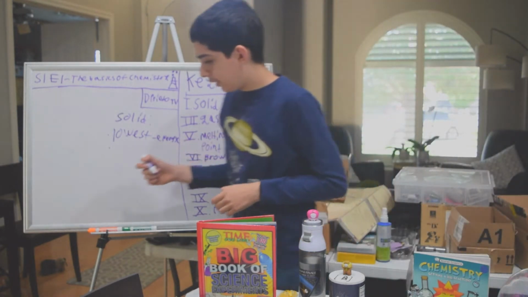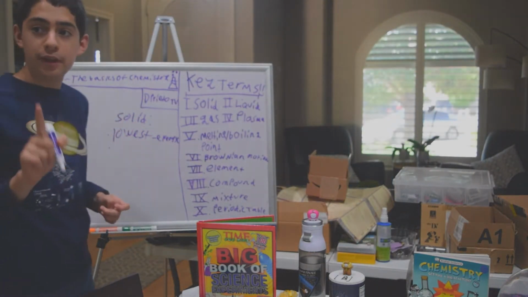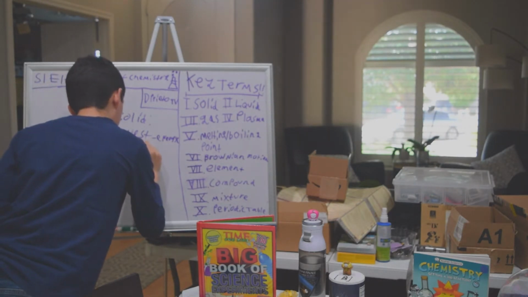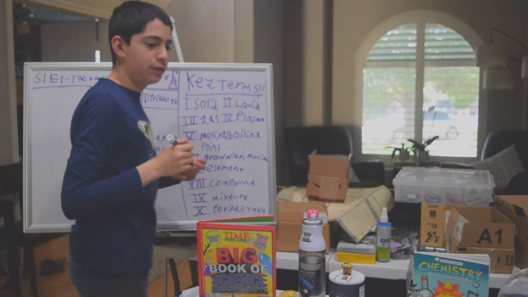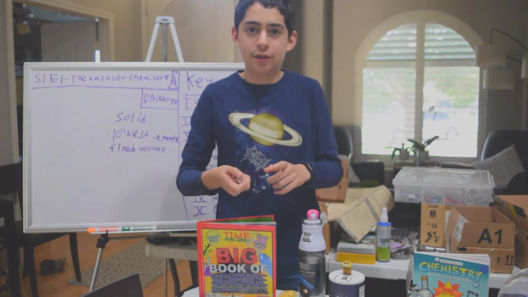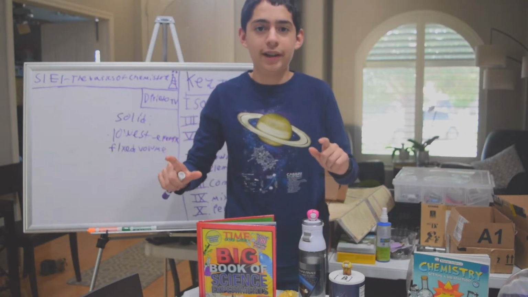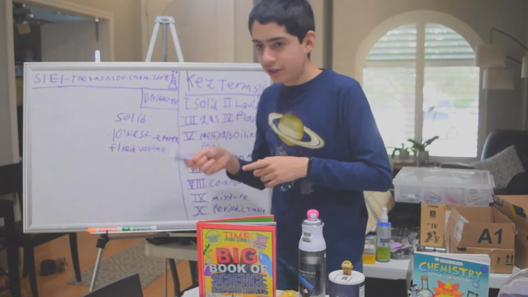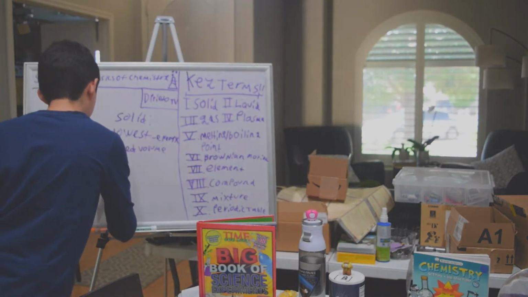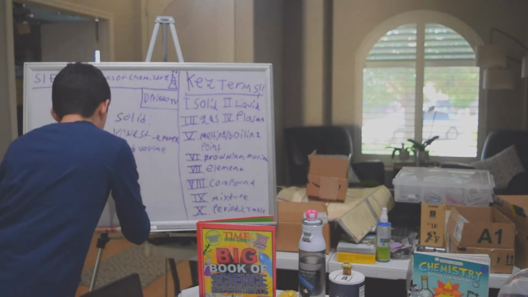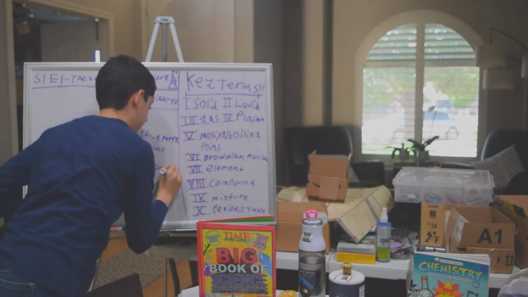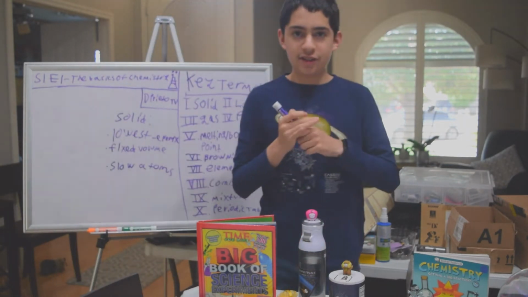Another critical aspect of solids is that they have a fixed volume. What I mean by fixed volume is that it takes up space. If you're in math, you have to measure how much space something takes up, right? That's volume. So all solids have fixed volume. Another critical aspect of solids is slow atoms.